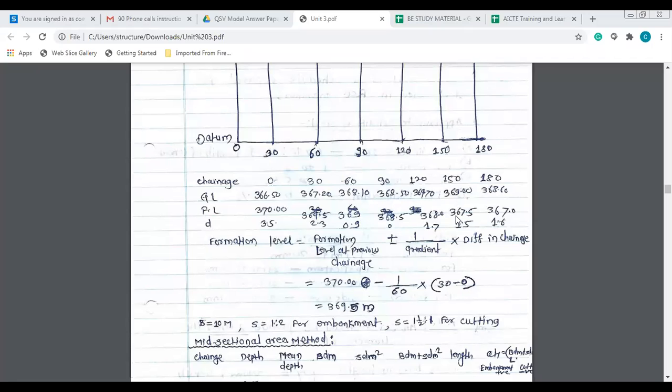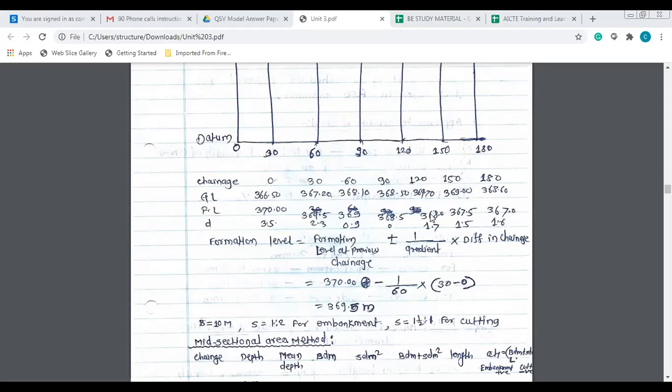At 150, it is 367.5. And at 180, again, it is 367. Check the calculations and do the corrections accordingly. Or you can check my calculations also, because this is ready-made material. I haven't cross-checked, I have cross-checked one or two. But if you find some calculation is wrong, you can correct me. So this has been put up wrong. Okay.